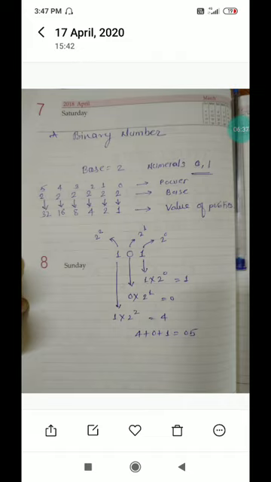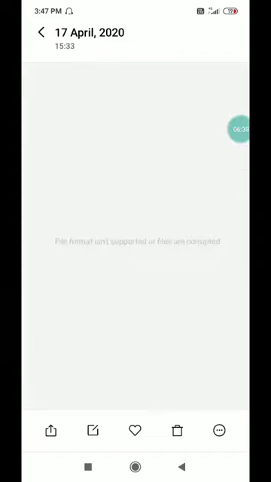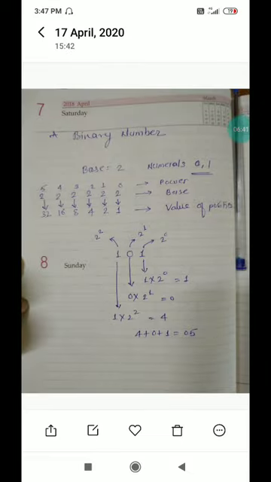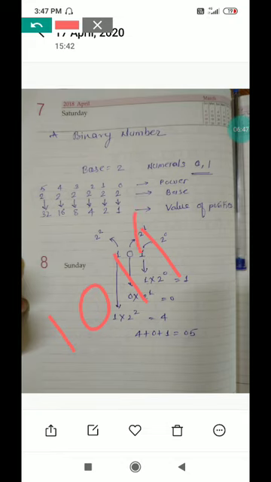Okay, so for example, if I write a number like 1011, then this one is your LSB and this one is your MSB.